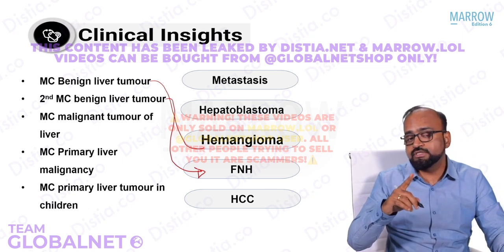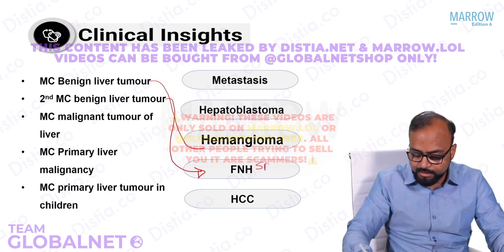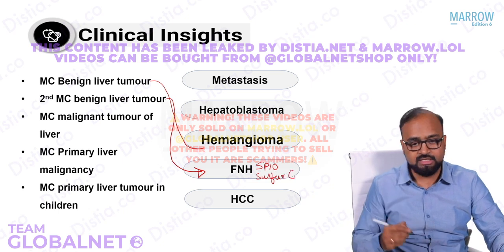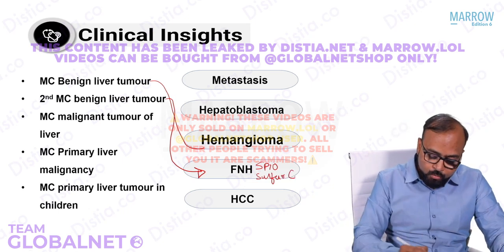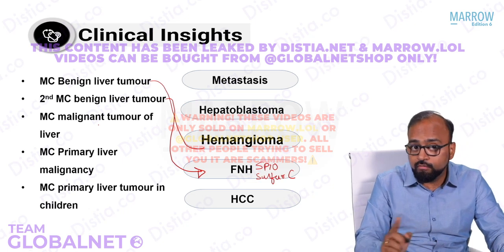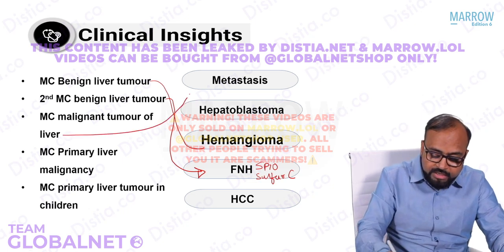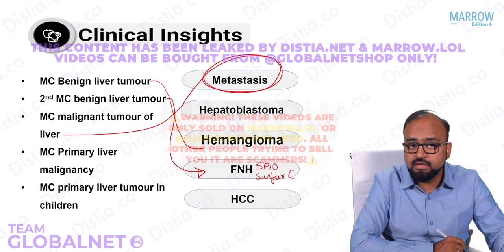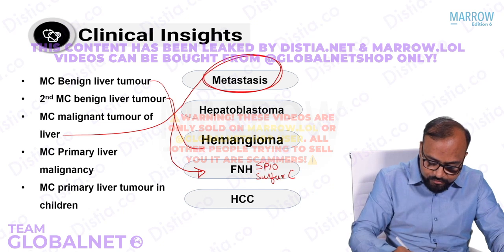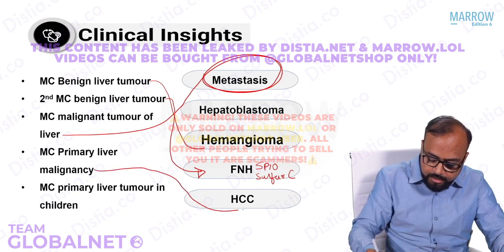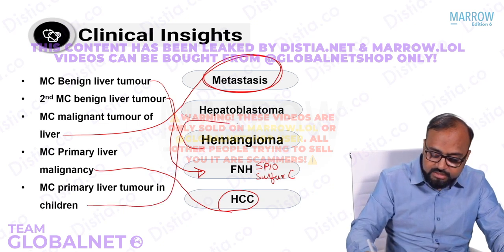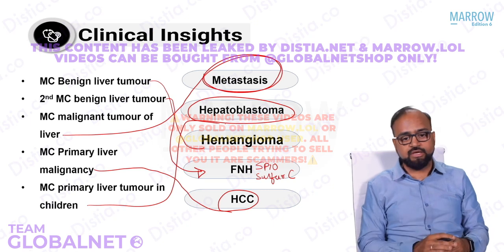In focal nodular hyperplasia, if you remember, I have told you, SPIO MRI, superparamagnetic iron oxide, and sulfur colloid is taken up because reticuloendothelial cells are present, Kupffer cells are present. Most common malignant tumor of the liver overall, remember, are metastasis. Most common primary liver malignancy, however, is HCC, hepatocellular cancer, and most common primary liver tumor in children is hepatoblastoma. It is seen in the childhood age group.